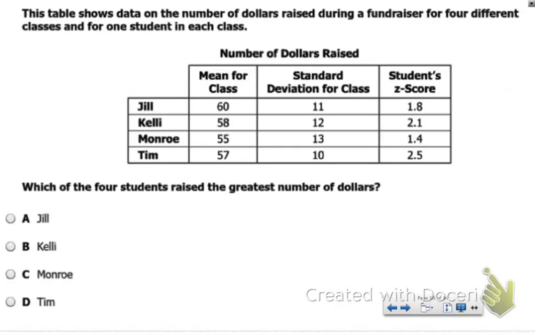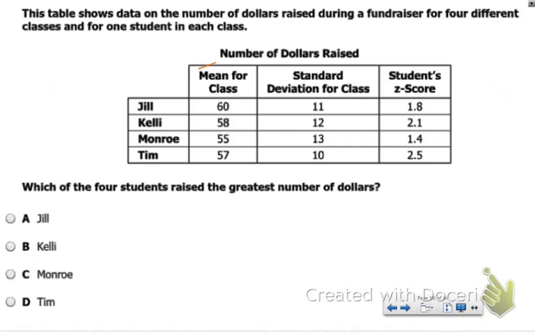Okay, this table shows data on the number of dollars raised during a fundraiser for 4 different classes and for 1 student in each class. So if you look at it, you have Jill, Kelly, Monroe, and Tim, and across you have the mean for their class, the standard deviation for their class, and the student's personal z-score.